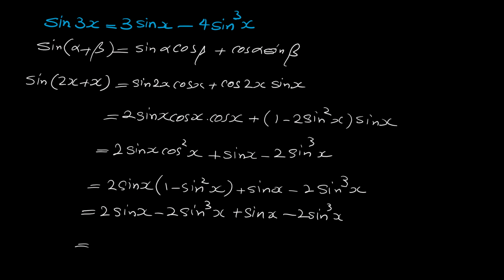Add similar terms to each other. 2 sine x plus sine x is 3 sine x. And minus 2 sine cubed minus 2 sine cubed is minus 4 sine cubed x. And this completes the proof for sine. So in this video we proved triple angle identities, or triple angle formulas, for sine and cosine.